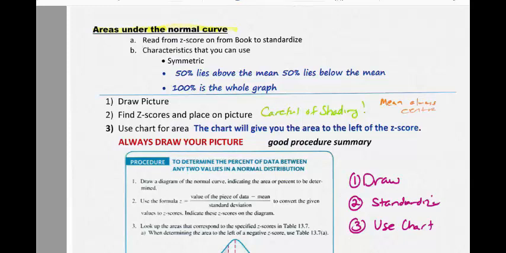So what I am asking you to do, and you'll see these in my notes for the test for Module 4, I expect you to draw a picture of the normal curve, find the z-scores, and put it in the correct spot on your normal curve. And then shade the correct direction. If this is not done correctly on your test, I will be taking points off.